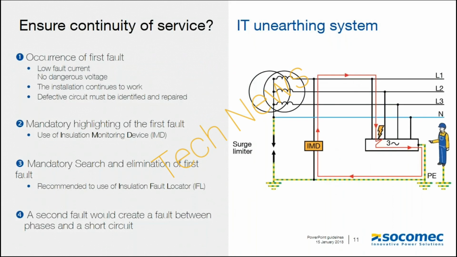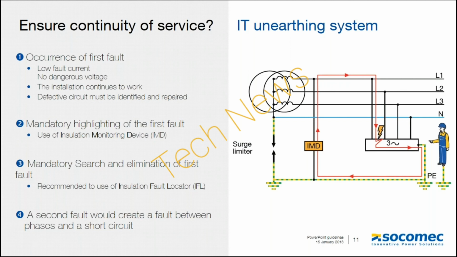So before we go deeply into the IT earthing system, very quickly, we would like to remind everyone there are three types of earthing system that are permitted by IEC 60364. These are the TT earthing, TN earthing, and IT systems. So for IT systems, unlike the other two systems, the neutral of the source is not earthed. Therefore, the IT system is used in installations where operating continuity is essential, like in the case of medical locations.